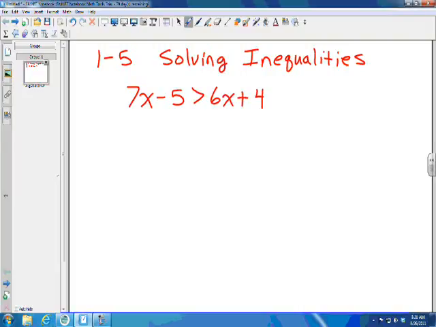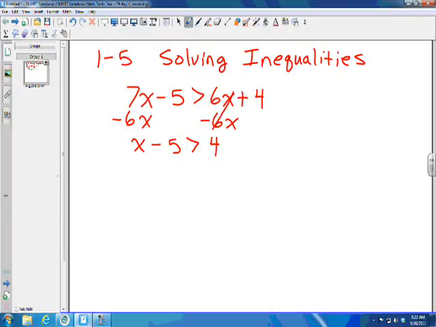We need to move either the 7 or the 6. Which one's probably the easier? The 6, because it's not going to give you a negative that way. So how do we move the 6x? Subtract it from both sides. 7x minus 6x gives us what? So we have x minus 5 is greater than 4.